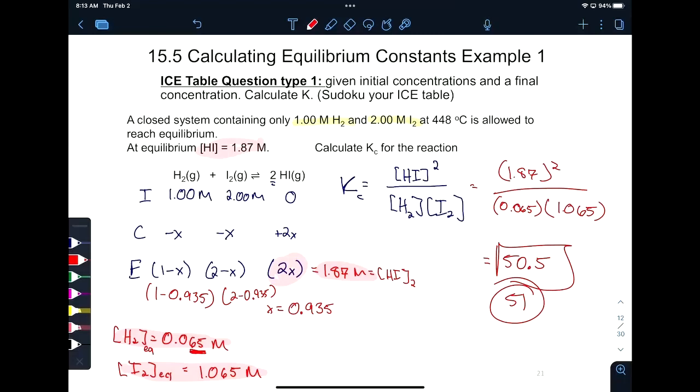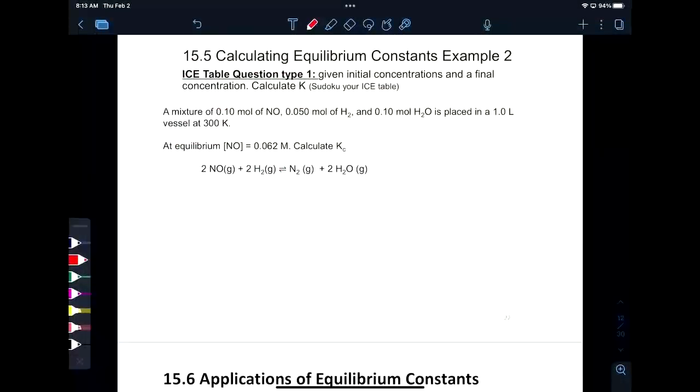All right. How do we feel about that one? Good? Okay. Are we going to do another one, type 1? Yes, we'll do another type 1. Okay, again, it's another Sudoku method.